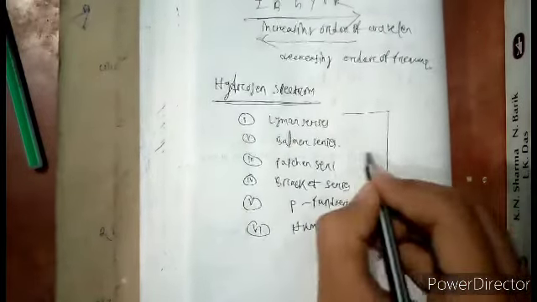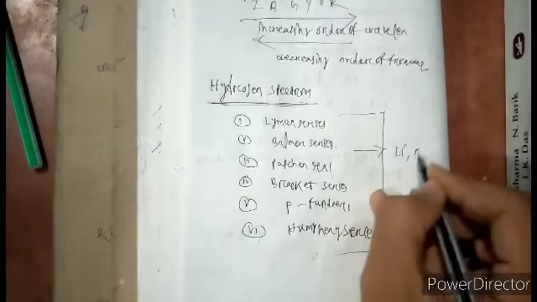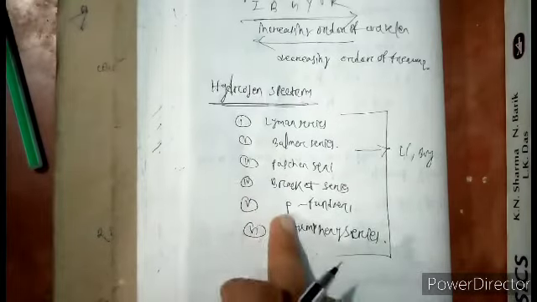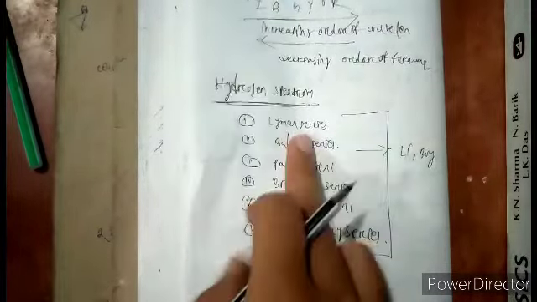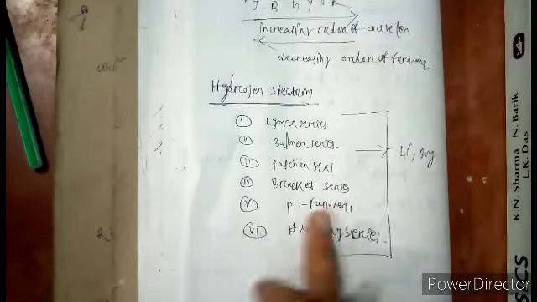This is the logic to remember the hydrogen spectrum series, that is Lyman, Balmer, Paschen, Brackett, Pfund and Humphrey.